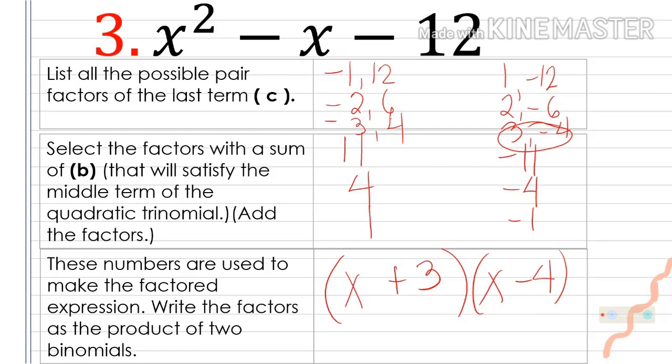So if the middle term is negative and the last term is negative also, your binomial factors will be one positive and one negative. But you have to take note of the sign of the middle term. If the sign of the middle term is negative, the number with the greater absolute value will be negative. So just like this one, if your answer is x plus 4 times x minus 3, it is not correct because it should be 4 that is negative, for you to satisfy our given product x squared minus x minus 12.